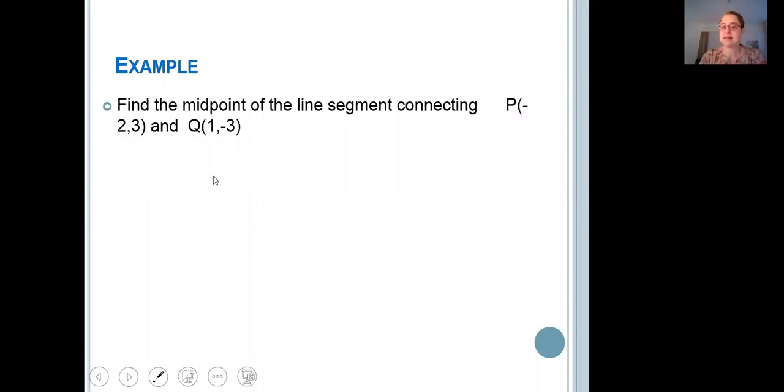So let's practice this. Let's find the point that is halfway between (-2, 3) and (1, -3).